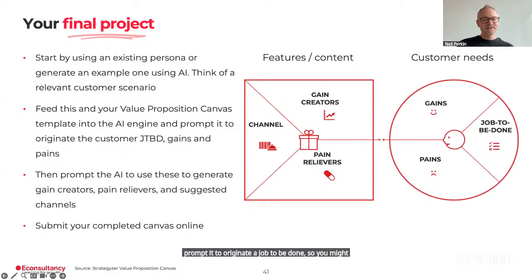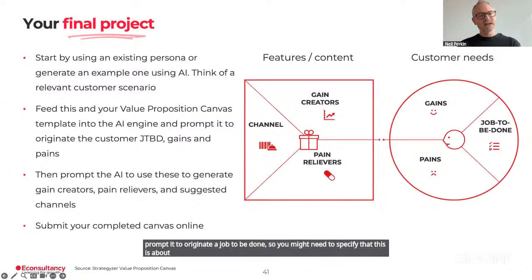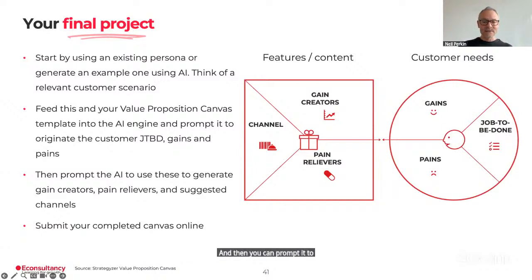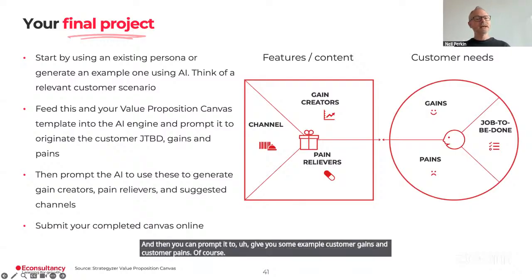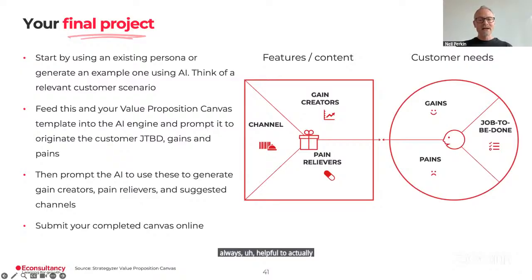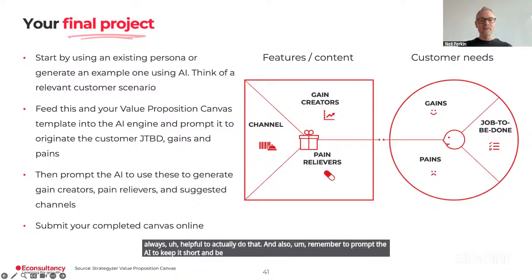You might need to specify that this is about expressing a functional task in a single sentence for this scenario. And then you can prompt it to give you some example customer gains and customer pains. Remember here to articulate to the AI, remind it what these terms mean. Always helpful to do that. Also remember to prompt the AI to keep it short and be specific. Remember in the virtual assistant module, we talked a lot about how you need to be very specific when prompting AI. So don't forget about that.